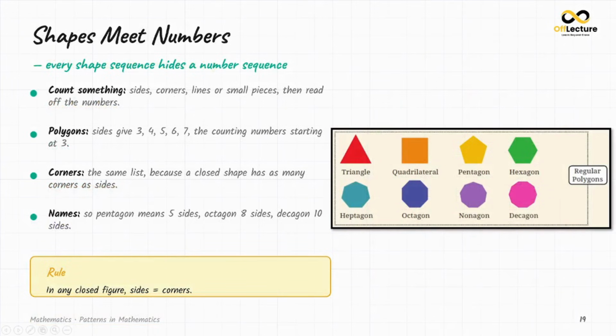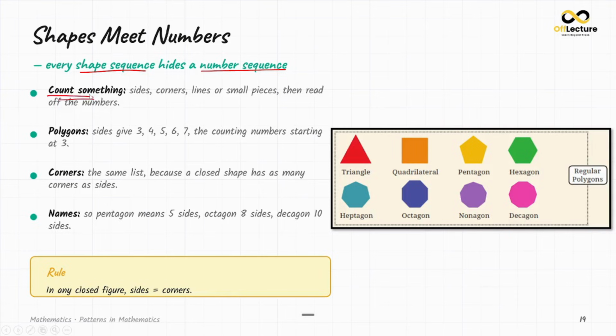Now let's move to this slide, which is shapes meet numbers. How we can convert every shape into numbers. Every shape sequence that we have seen or will see further hides a number sequence. So here is the big idea of this second half. Every shape sequence has a number sequence hiding inside it. You just have to count something.